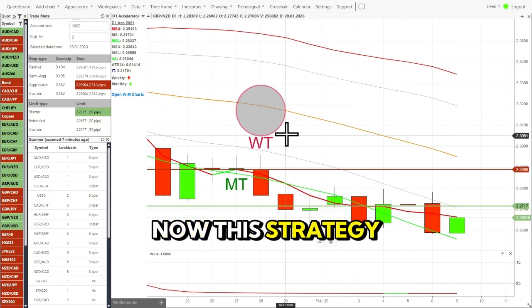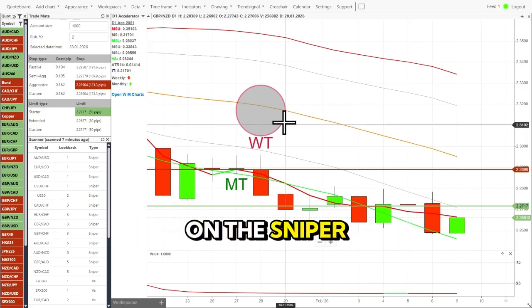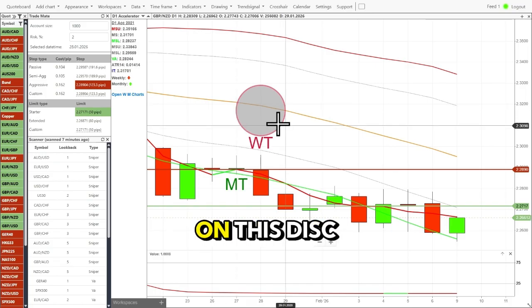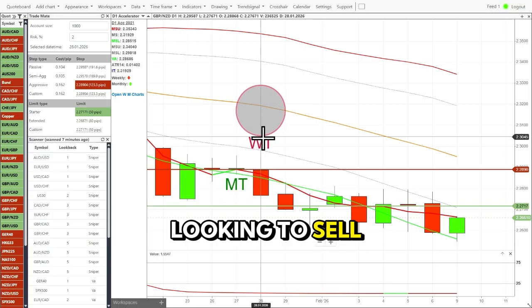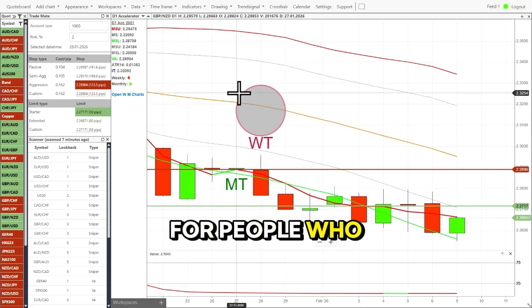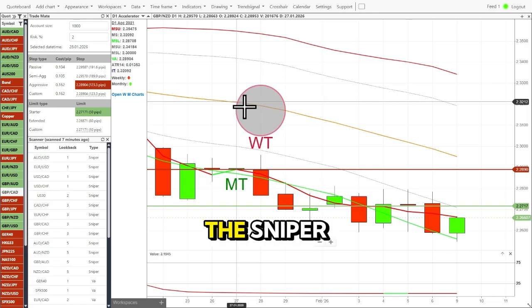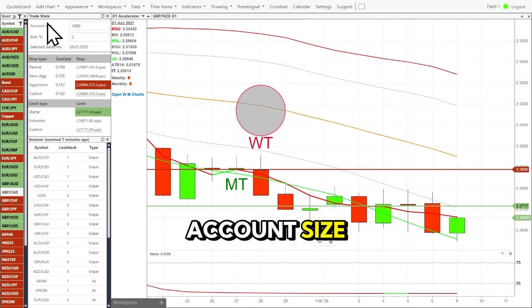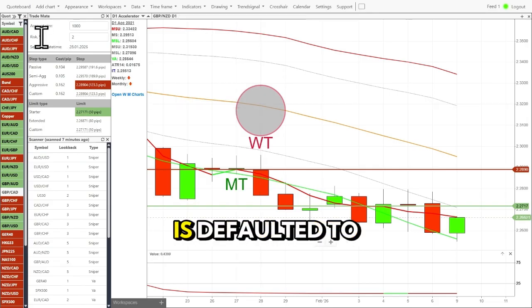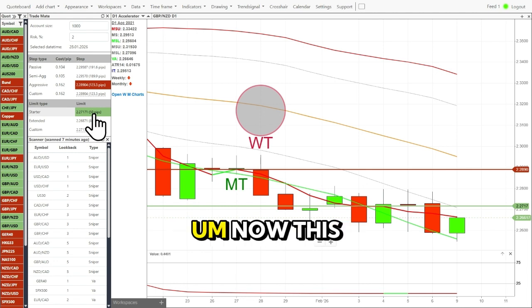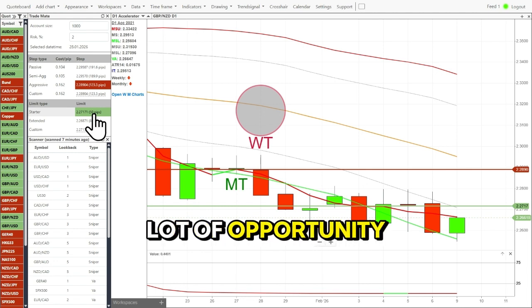Now, this strategy generates entries based on these sniper discs. Hence the name, we call it the sniper strategy. We have a red outline on this disc, which is telling us that we're looking to sell the market. Now, for people who are completely brand new to trading, all you need to do is click the sniper, put in your account size and your risk size, which for us is defaulted to 2%. It'll give you your cost per pip, your stop loss, and an initial starter target. Now, this is a profitable way to trade, but it means that you're going to be leaving a lot of opportunity on the table.